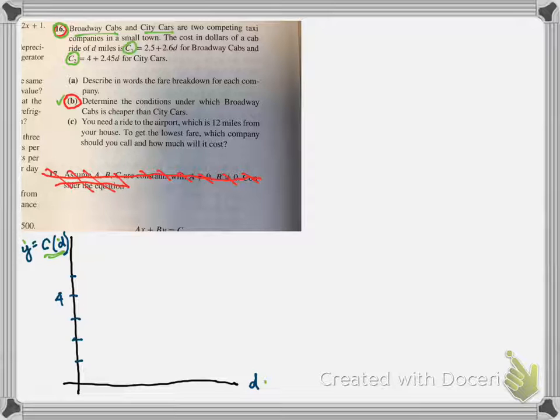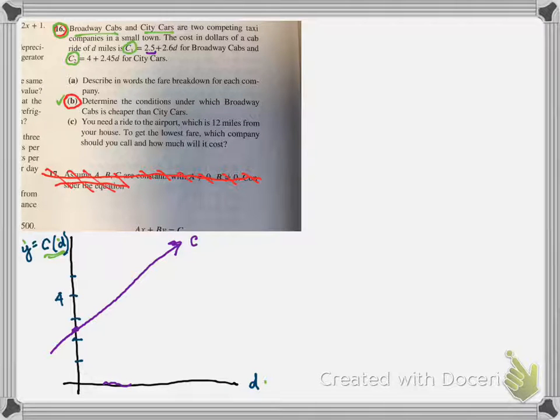So I'm going to graph Broadway Cabs first. We have a y-intercept of 2.5, so there's 2.5-ish. We have a slope of 2.6. I don't really have a scale along the x-axis. That's not absolutely critical here. I know that the function is increasing, so I'm just going to go ahead and sketch that curve.